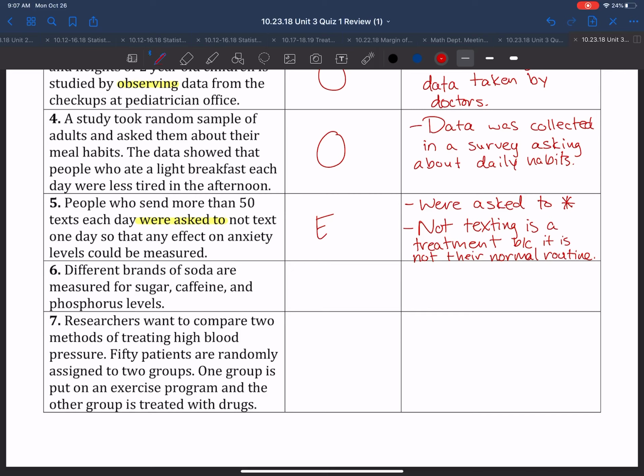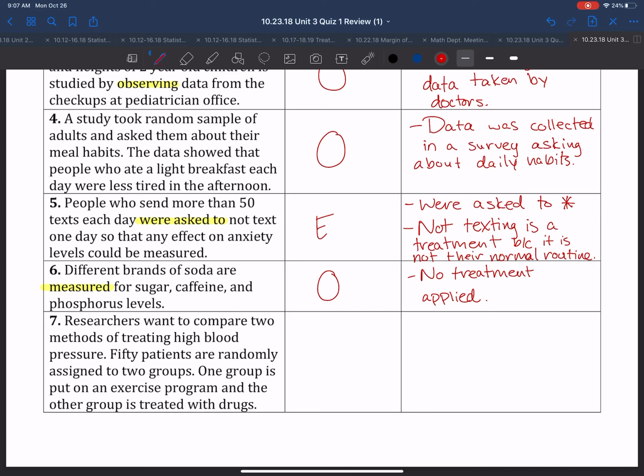Number 6, different brands of soda are measured for sugar, caffeine, and phosphorus levels. So think they are taking all of these brands of soda and they're just measuring them. So they're not really putting any treatments on anything. So this one is going to be observational. And our reason, no treatment applied. They're not putting them into groups or anything like that. They're just collecting data.